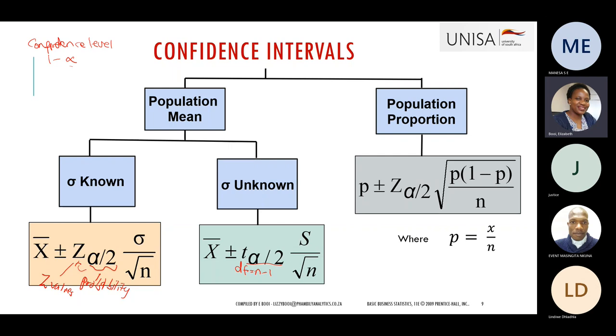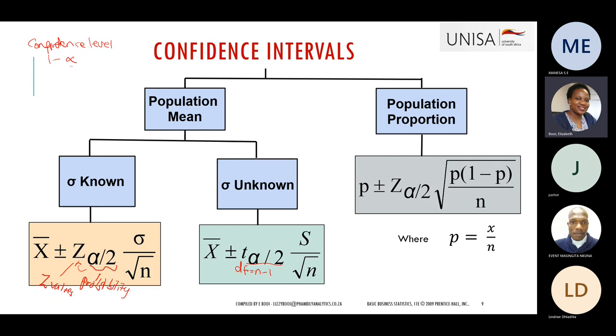For the population proportion, our point estimate is your sample proportion plus or minus the critical value, the same critical value that we use on the population mean for the Z test. You use it for the proportion. So for the proportion, they use the same Z value. So it's your Z value times the standard error.